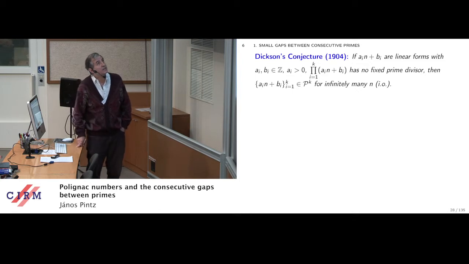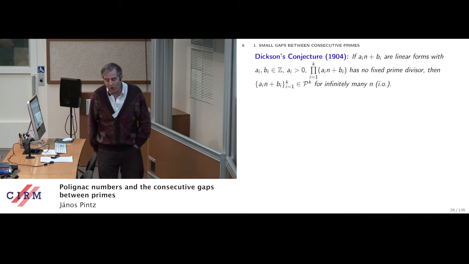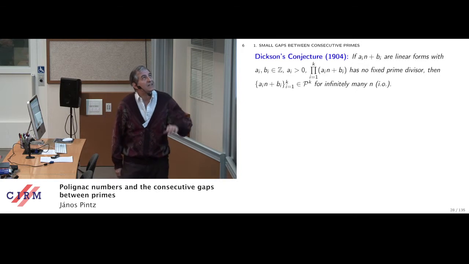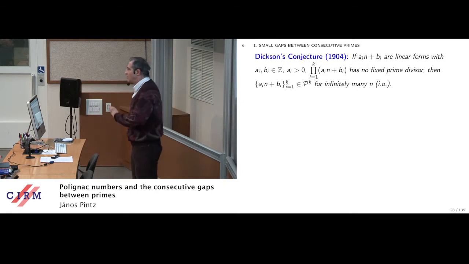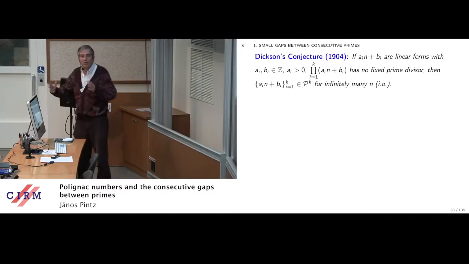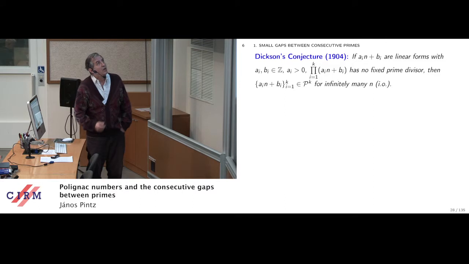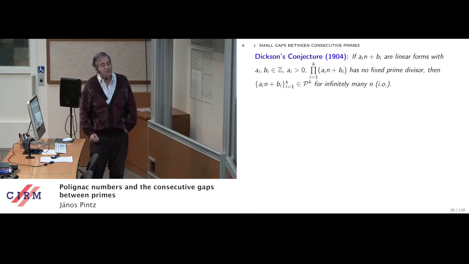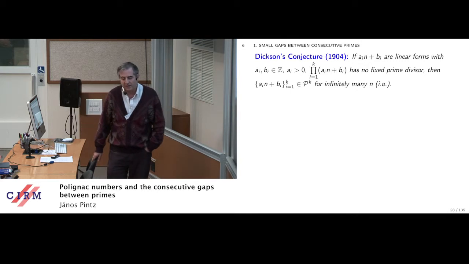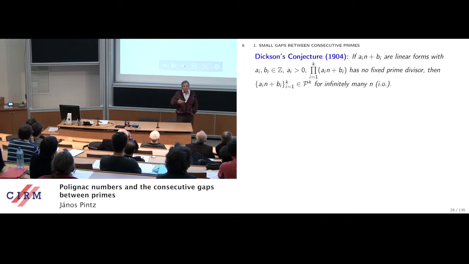And now I quote Dickson's conjecture. This means that if we take n linear forms with integer coefficients, and there is no fixed prime divisor, so there is no local obstacle which could prevent all these coordinates from being primes, then we can get all these numbers to be prime infinitely often. So for example, the pair n and n plus 1 is clearly not admissible, n plus 2, n plus 4 is clearly not admissible, but n plus 2, n plus 6 is already admissible.